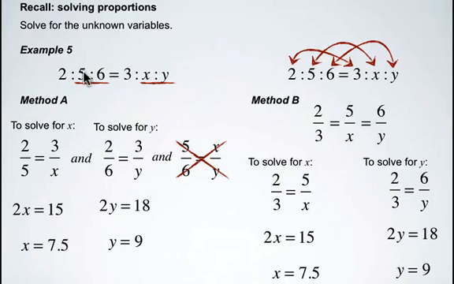One method has you looking on each side of the equal sign, each side of the proportion, setting up your ratios and proportions accordingly. The other one has you going across the equal sign. Both will give you the correct results.